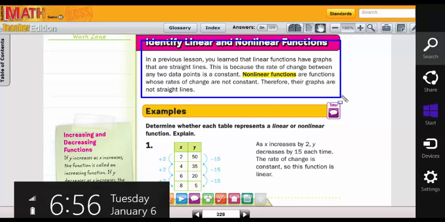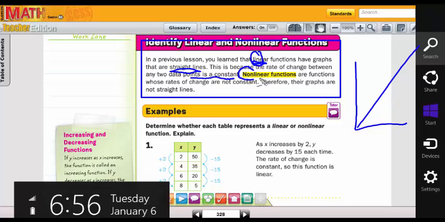In a previous lesson you learned that linear functions have graphs that are straight lines. So if it's linear, think about it, it has the word line right in it. Those are straight lines. So if you can graph a function and it's a straight line, you can immediately determine that that is a linear function. This is because the rate of change between any two data points is constant. So a constant rate of change creates that straight line or that linear function.